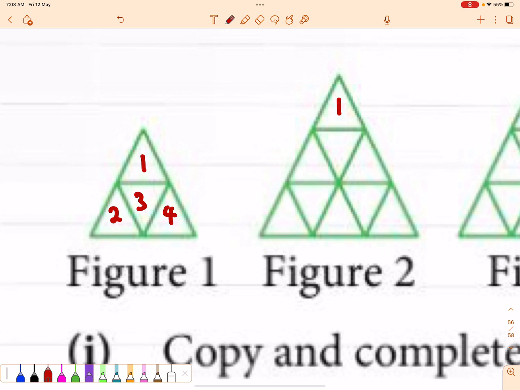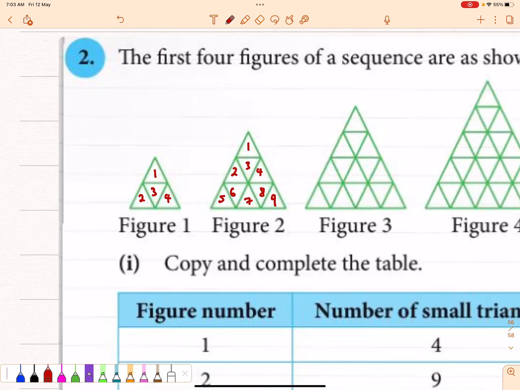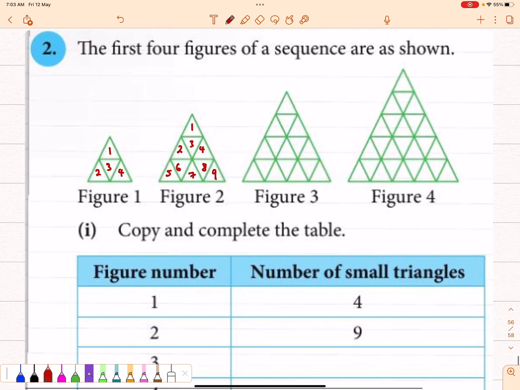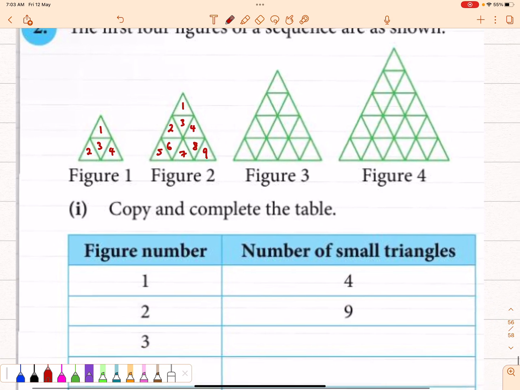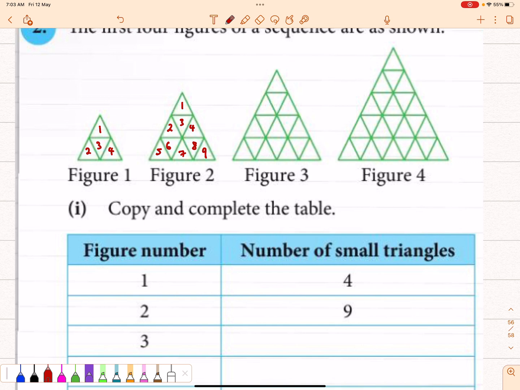So row 1, row 2, row 3. Yeah. So you can see that actually row 1 there are 4 triangles, row 2 there are 9 triangles. Now in figure 1 there are 4 triangles, figure 2 there are 9 triangles. So for figure number 3, I will still count as well. So this is 9, right?